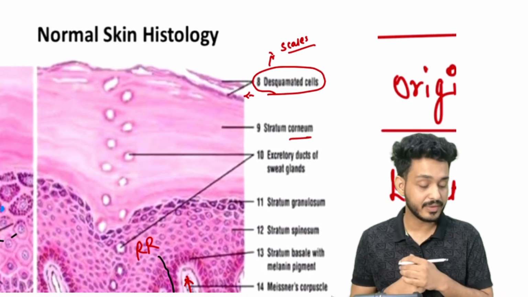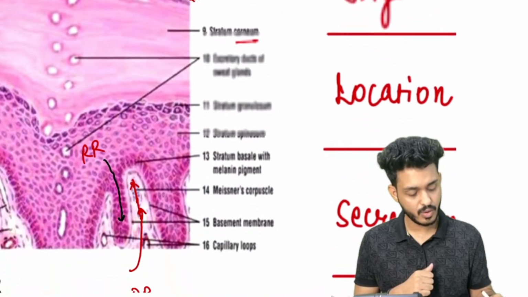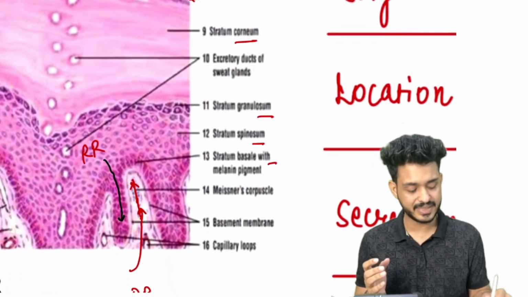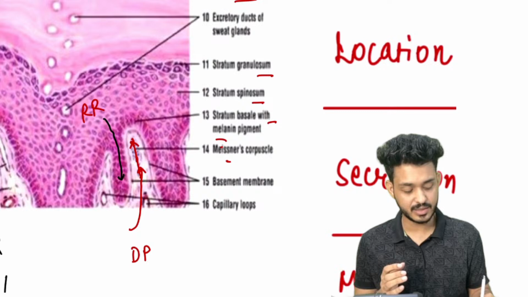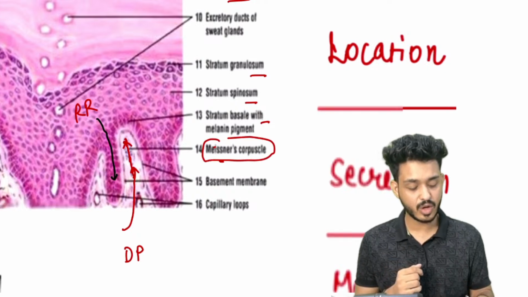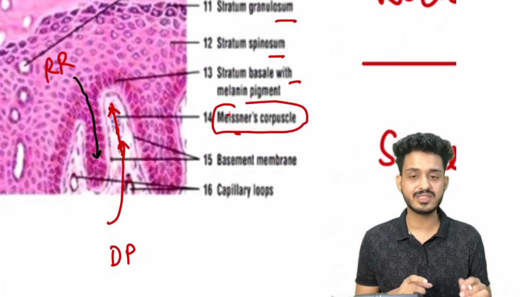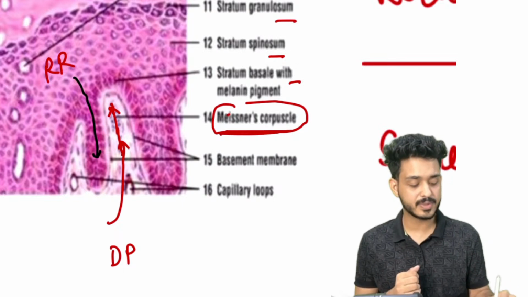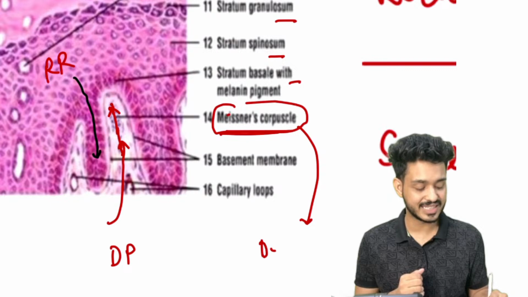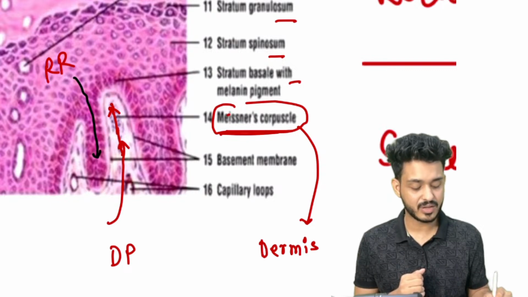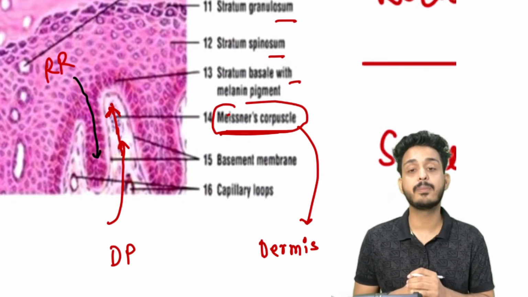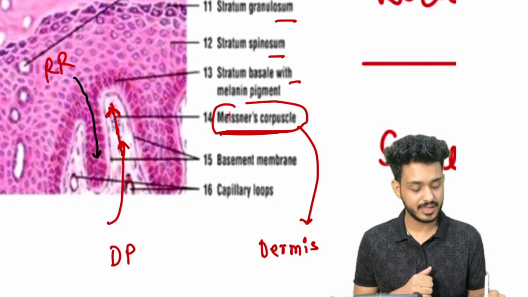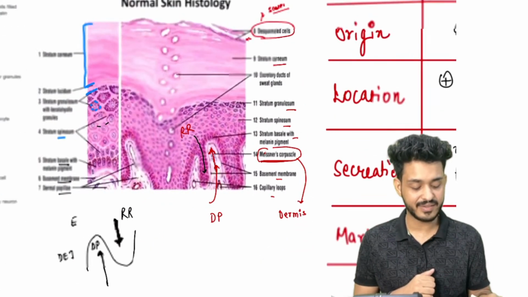You are having stratum corneum, stratum granulosum, spinosum, basal, and Meissner's corpuscle. Question from physiology: Meissner's corpuscle is a part of. Now you will be answering. We will be ending the controversy. Meissner's corpuscle is a part of epidermis or dermis? It is a part of dermis, present in your dermal papilla. These are also touch receptors. This is the basement membrane, and lastly we are having some capillaries.